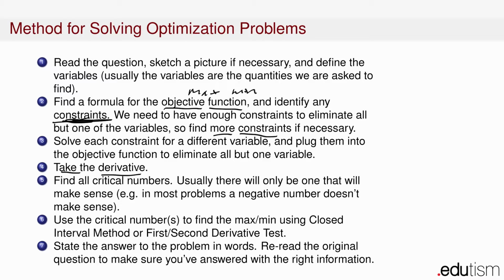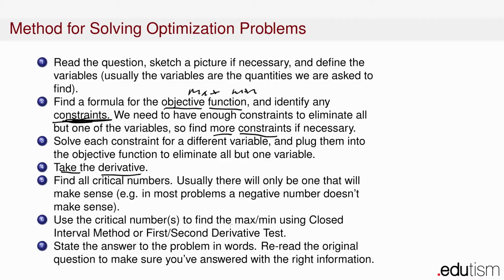Usually there will only be one critical number that makes sense. Again, makes sense basically means we're not going to have a length that's negative. Lengths that are negative don't make sense. Usually there's only going to be one of those critical numbers that actually makes sense. Once we've found these critical numbers, we're going to use them to find the maximum or minimum. We're going to use either the closed interval method, or we're going to use the first or second derivative test.